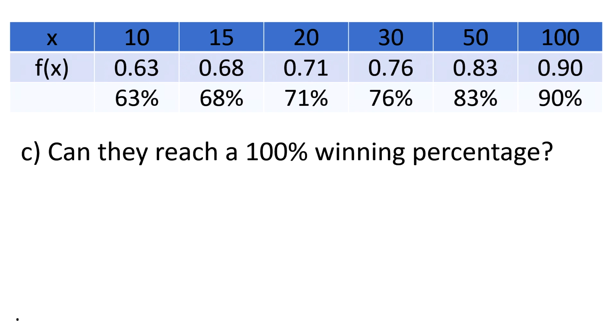The question for letter C is, can they reach a 100% winning percentage? No. Even if we increase the number of wins to 200 or 300, it will never reach 100%. Why? Because the denominator 25 + x is greater than the numerator, so 100% cannot be achieved. This is reasonable since the team has lost 13 games already, so they cannot be perfect.